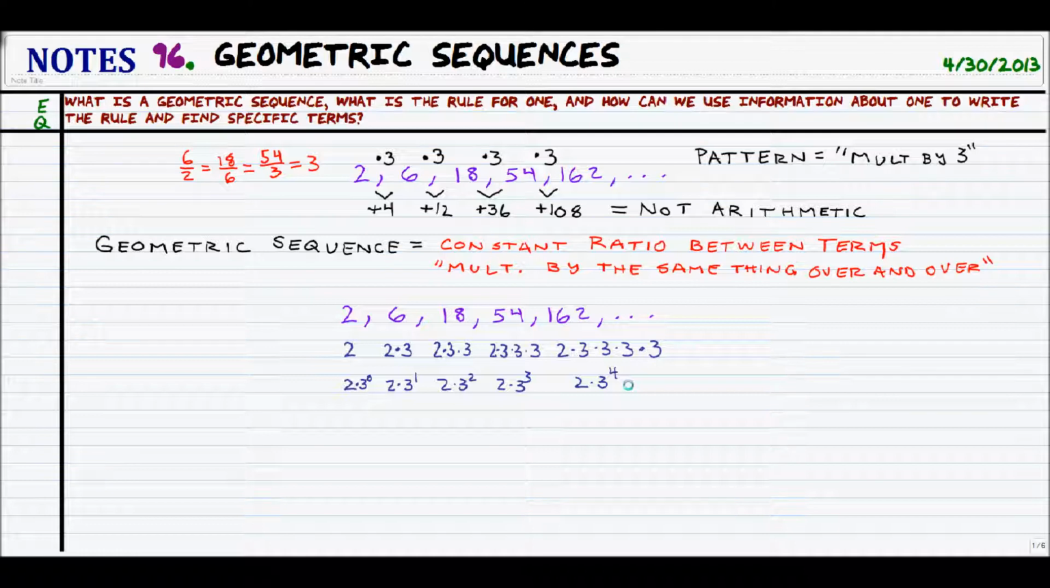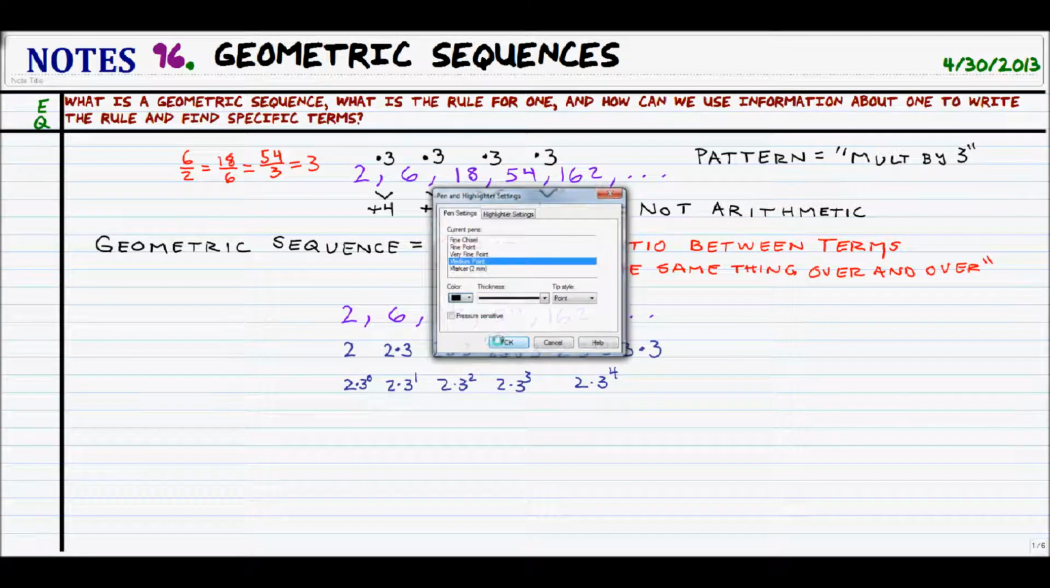And exponents are just multiplying over and over again. There's probably a sign right above this screen that says something about multiplying, or exponents are just multiplying over and over again. So as we go to write the rule for this particular sequence, we're going to use that fact.